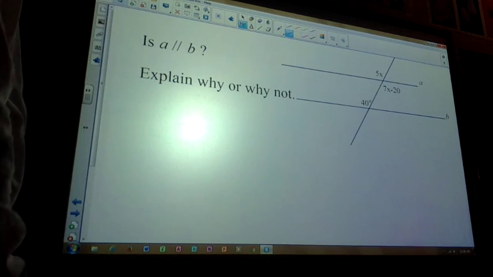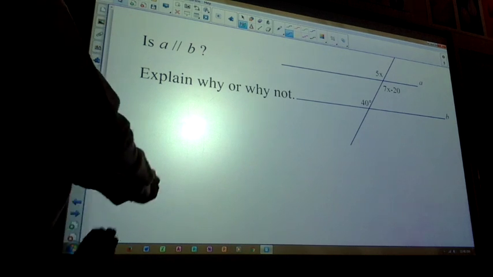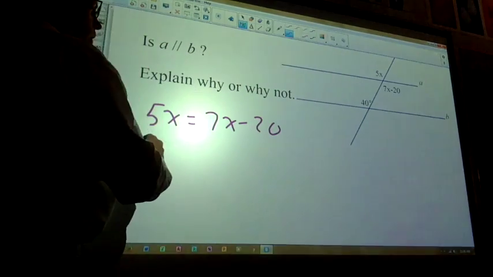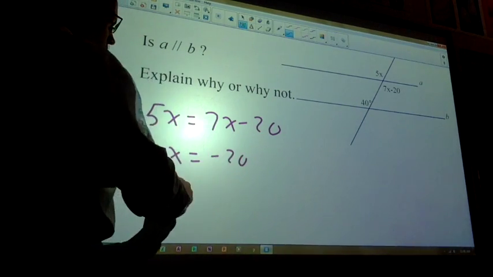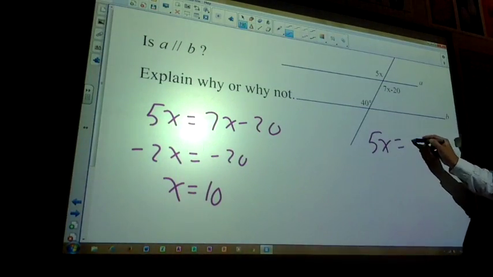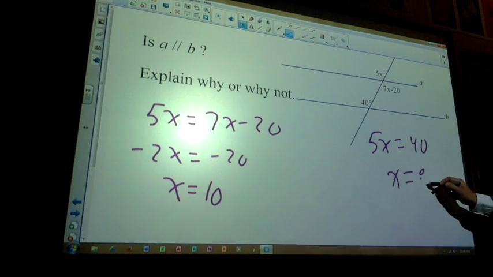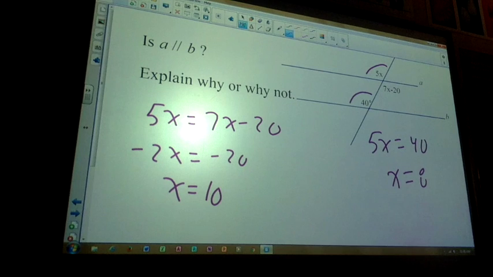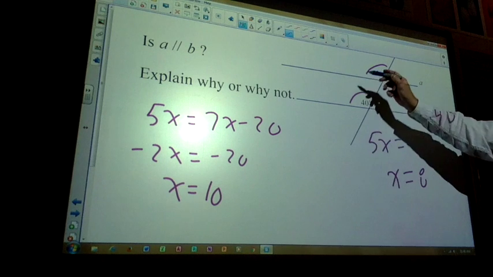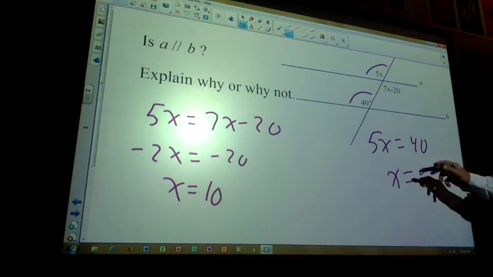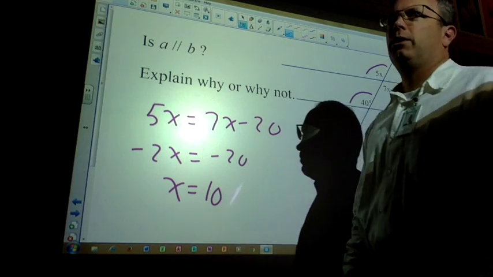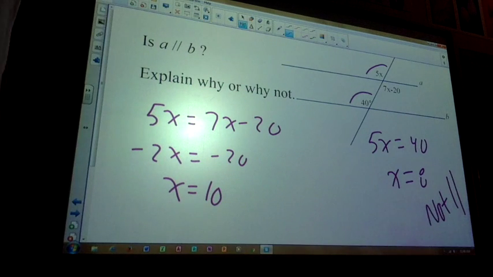All right, is A parallel to B? Explain why or why not. Okay, so I know that 5x is equal to 7x minus 20. So that's negative 2x is equal to negative 20. So x is equal to 10. Sweet. And then I might know that 5x is also equal to 40. So x is equal to 8. So I had corresponding angles here and here, right? And showed that x equals 8. And I had vertical angles here and showed x equals 10 here. So these are not parallel. Okay? They're not parallel because we were able to justify it a different way.